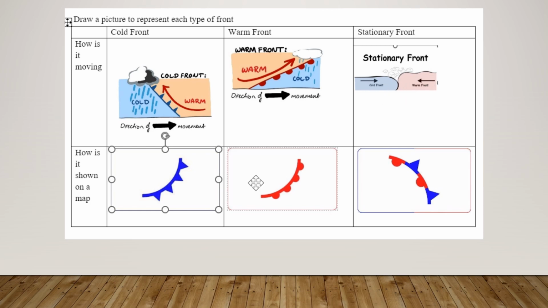Finally, how would it look on a weather map? We said the cold front would look like these icicles. The warm front would look like semicircles or little half suns. And then the stationary front would be alternating both. It would have semicircles and icicles.